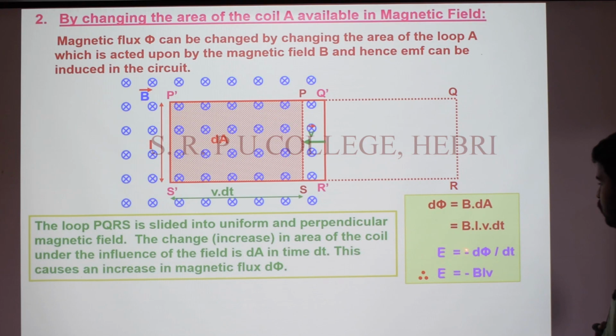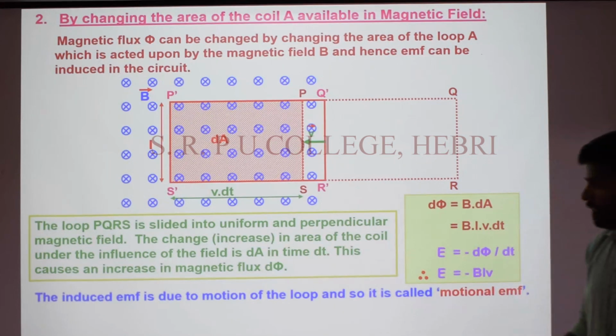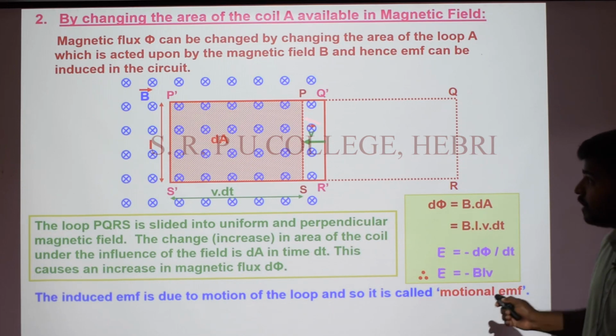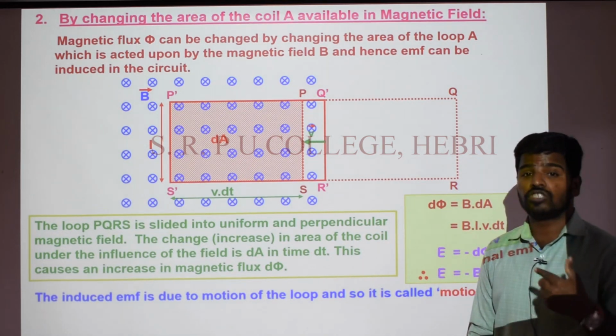Therefore, E is equal to minus dΦ by dt. Therefore, the value of dΦ is equal to BLV dt. The term dt gets cancelled out. Therefore, induced EMF E is equal to minus BLV. Therefore, the induced EMF is due to motion of the loop, which means movement of the loop PQRS. That is the reason why this is considered as motional EMF.